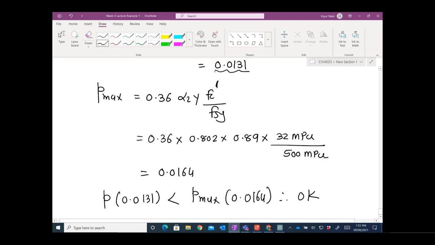Now, another check we need to make is the minimum flexural capacity. If you come back here, the minimum flexural capacity is 1.2 times Z fct.f. Please note this is PE. We don't need to consider the pre-stress force because we don't have pre-stress. So 1.2 Z fct.f.